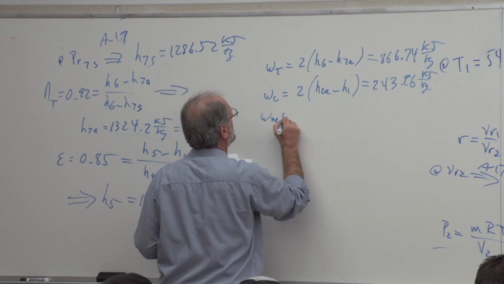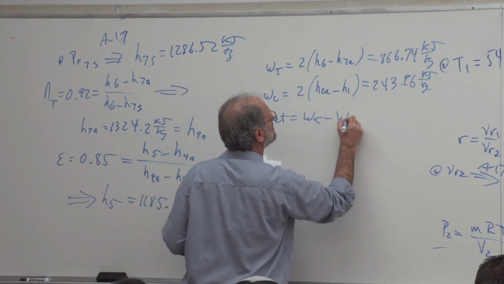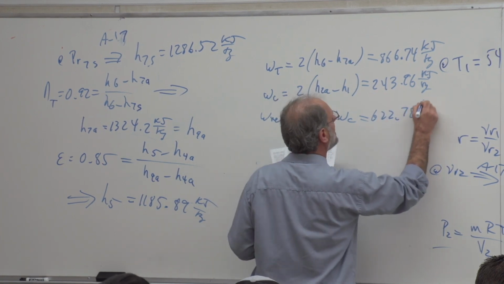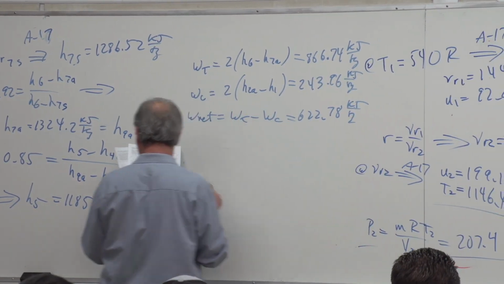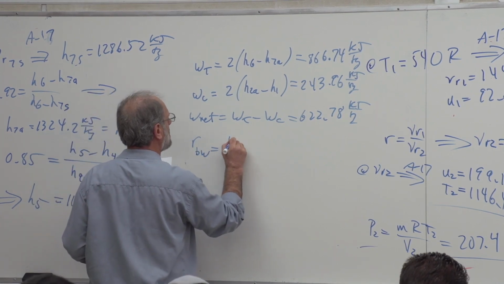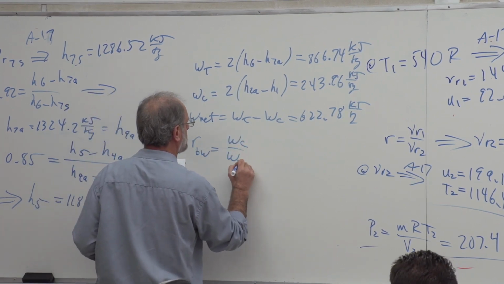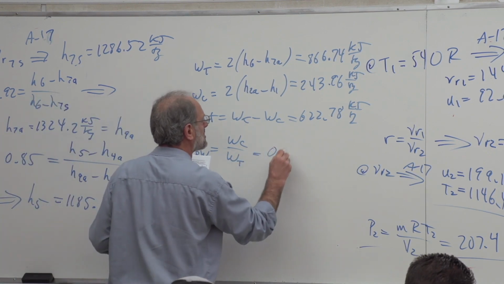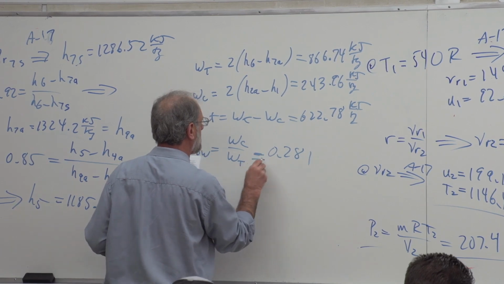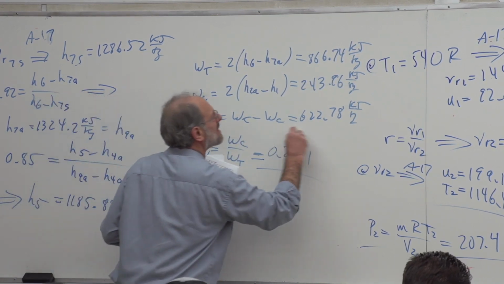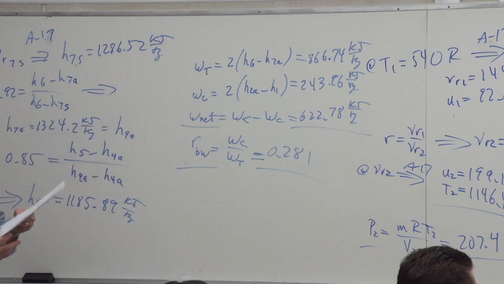The net work, of course, is just the difference between the two, which is 622.78 kilojoules per kilogram. We can calculate the back work ratio now. This is just the compressor work over the turbine work. So this is 0.281. Net work we've found.